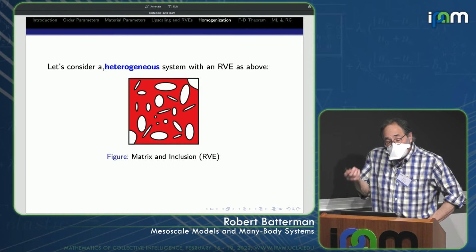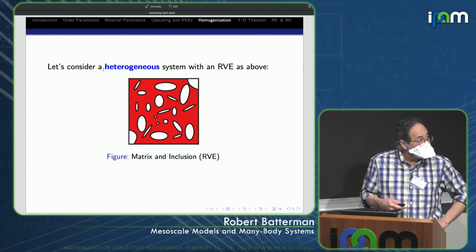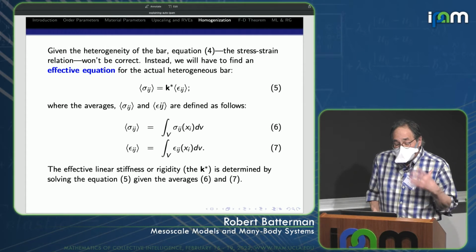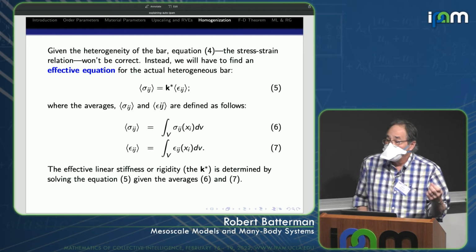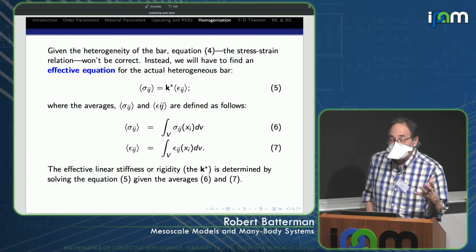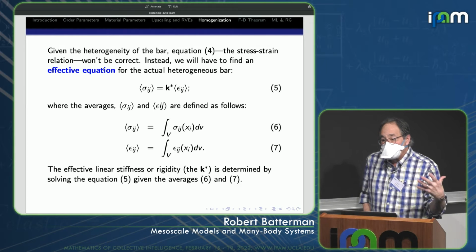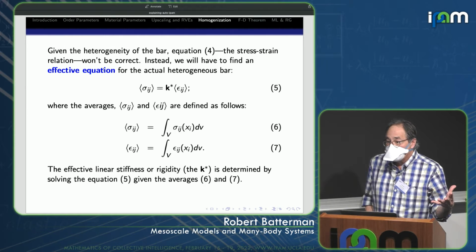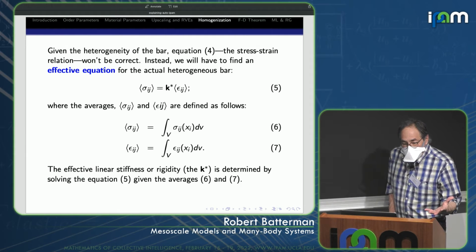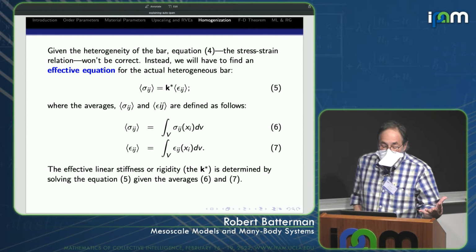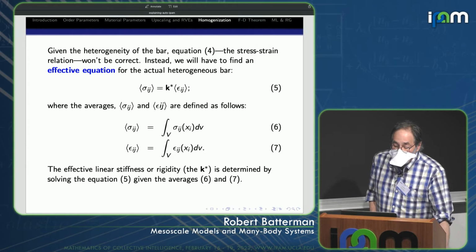Now, if we consider our bar as a heterogeneous system with a representative volume element as we had earlier, we're going to have a different problem. Given the heterogeneity of the bar, the stress-strain relation that we just looked at won't be correct. Instead, we'll have to find an effective equation for the actual heterogeneous bar, right? And so that's given in equation 5, where we take this average stress and relate it to the average strain with a new effective parameter.